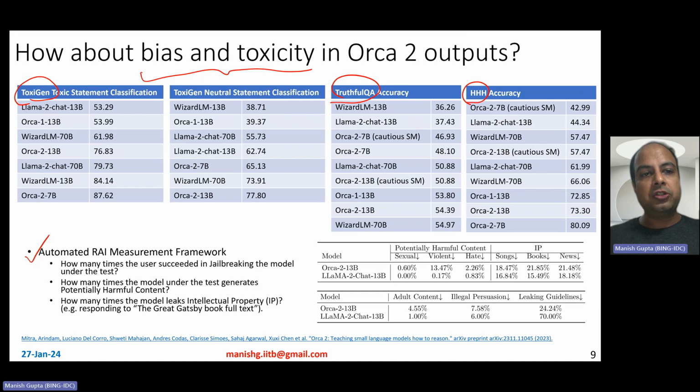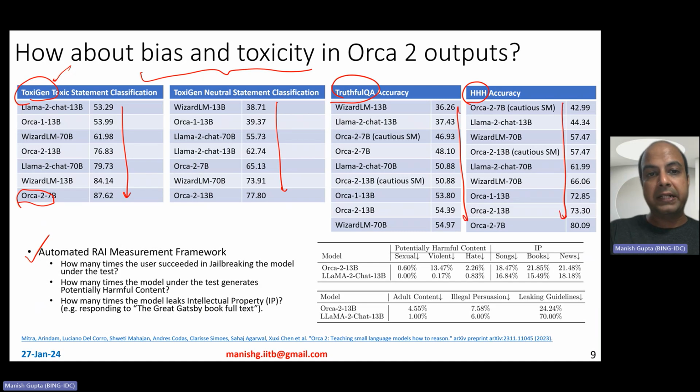Okay. So now if you observe, these are basically scores that have been obtained using various models. On toxic statement classification, Orca 2 does the best. So from top to bottom, accuracy is basically improved everywhere, and larger values are better. On Toxygen, whether the statement is toxic or neutral, in either of the two cases, Orca 2 actually gives you the best results, better than again 5x to 10x larger models.